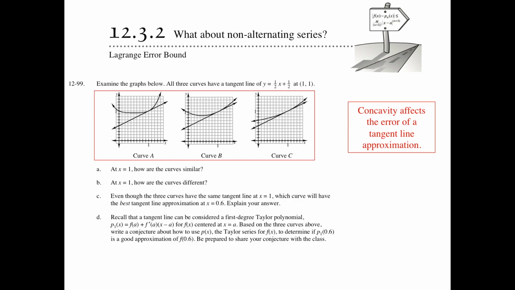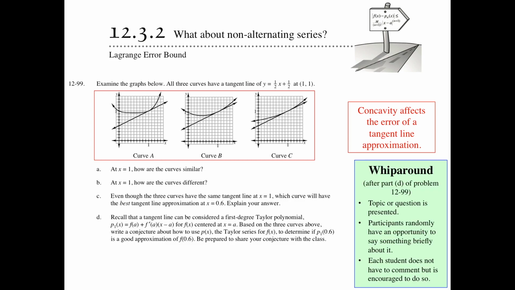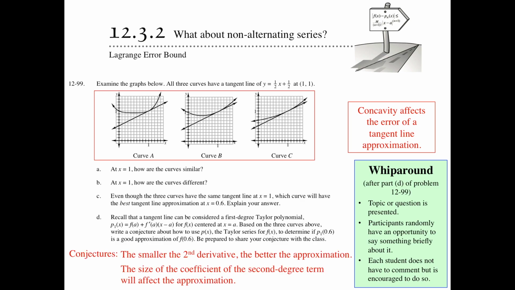So, after completing this problem, do a whip around with the whole class where your students will share their observations and conjectures about how the size of the next term of an nth degree polynomial might improve or worsen a Taylor polynomial approximation.